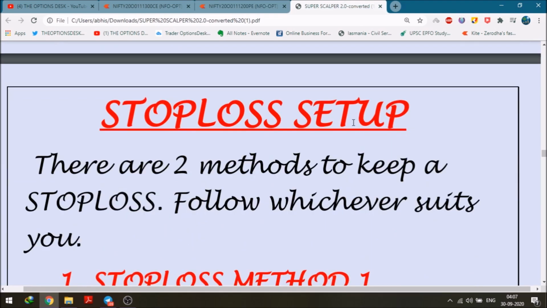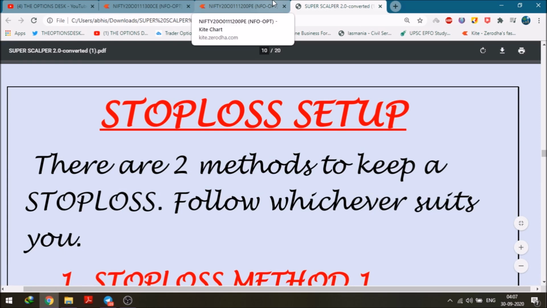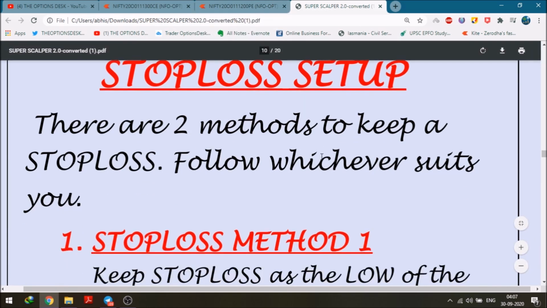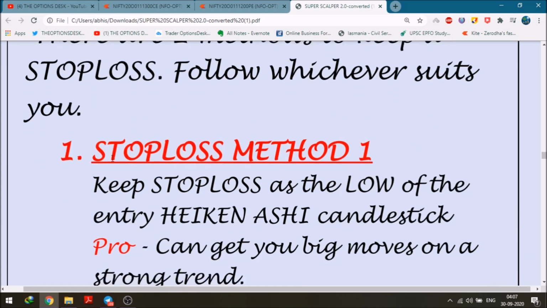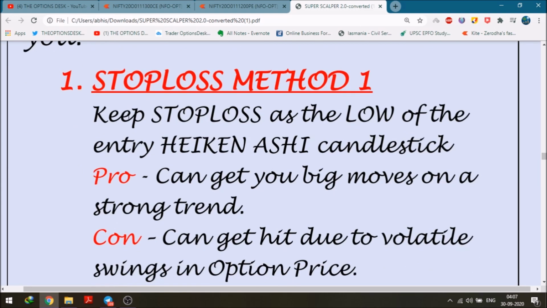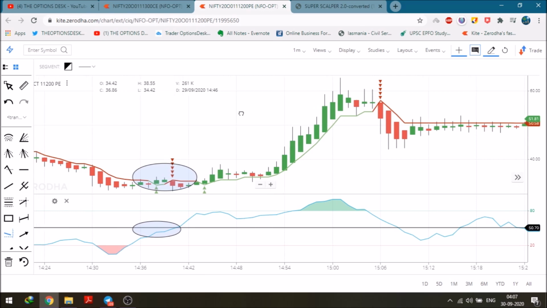So now the major point comes, the stop loss setup. There are two methods to keep a stop loss in this trade. Whichever suits you, you can follow it. Now let's first discuss stop loss method 1. Keep the stop loss at the low of the entry Heikin-Ashi candle. Now let me tell you where the stop loss is.